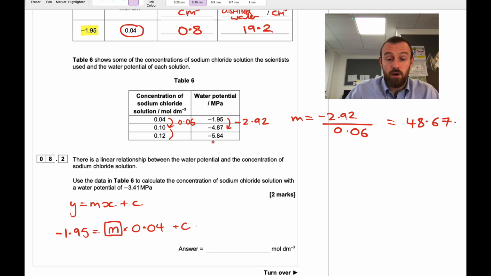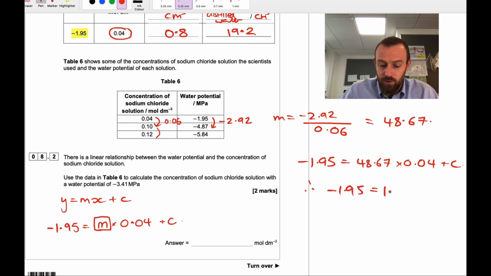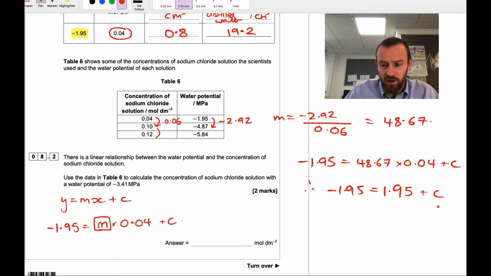Now we need to solve the equation. What's c, though? So we put those numbers in. Minus 1.95 equals 48.67 times 0.04 plus c. 48.67 times 0.04 equals 1.95, so minus 1.95 equals 1.95 plus c. Okay, so c is 0. Amazing. Basically, c is pretty much close to 0.